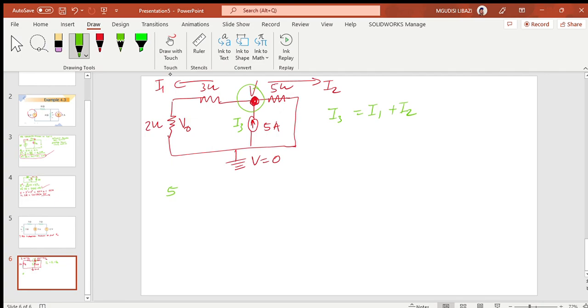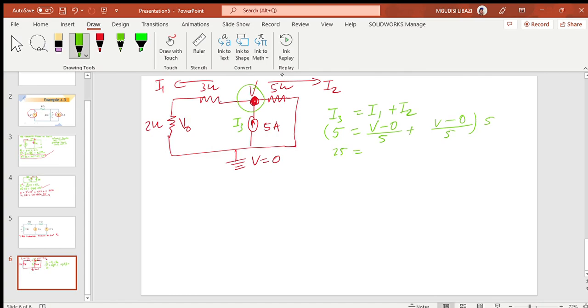So 5 is equal to I1, which is leaving the node, which is V minus the voltage at the ground, divided by 5, plus for I2, V minus, again coming to this side we encounter the 0 voltage, divided by 5. Remember, this 5 was for the sum of 3 and 2. Now we can cross multiply, and if we multiply both sides of the equation by 5, I get 25.